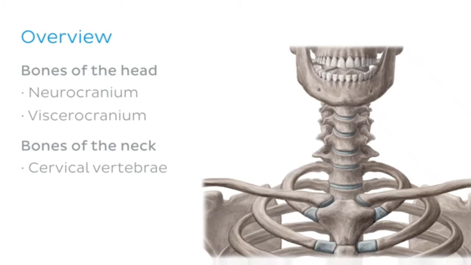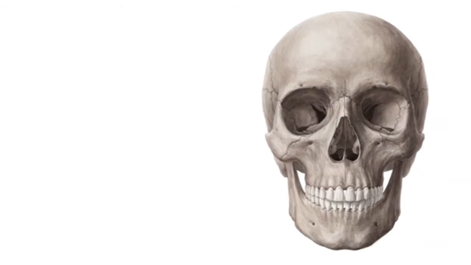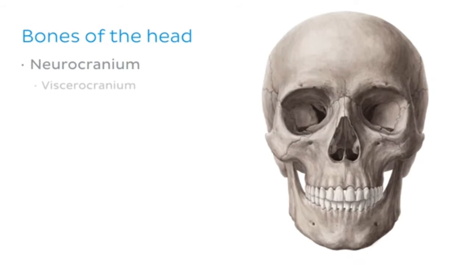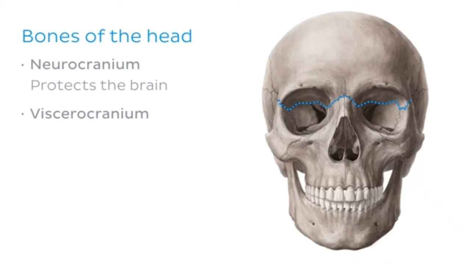So to start off this tutorial, let's look at the bones of the head, or the skull. The skull is made up of over 20 individual bones that, as we know, can be divided into two groups, those of the neurocranium and those of the viscerocranium. Let me draw a line on our nice image of the skull here to show you roughly where this division occurs. So the neurocranial portion of the skull houses and protects the brain, whereas the viscerocranial portion forms the face.